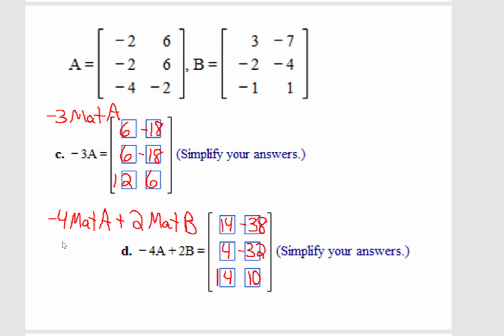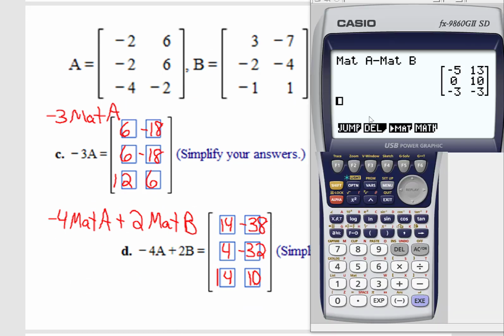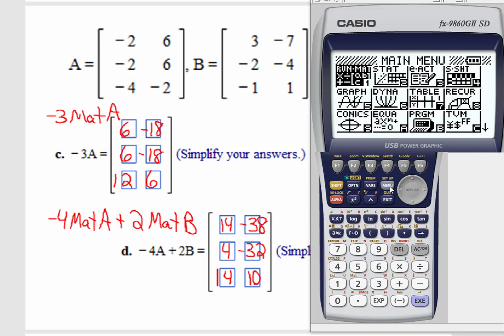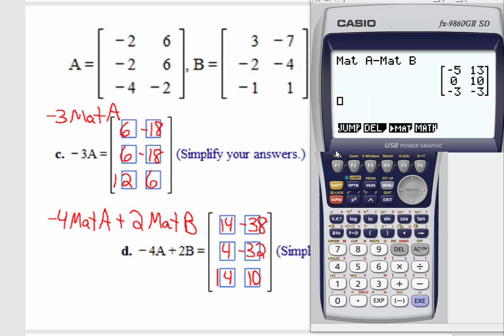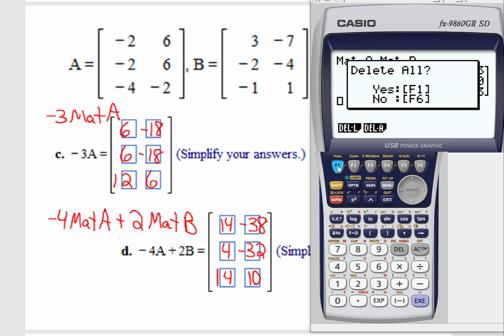Okay, they have matrix A and matrix B here. So we're going to go back into our calculator and enter that in. I'm going to go back to the main menu. Oh, I didn't need to do that. I could have just cleared that out. Let me delete this old information out.